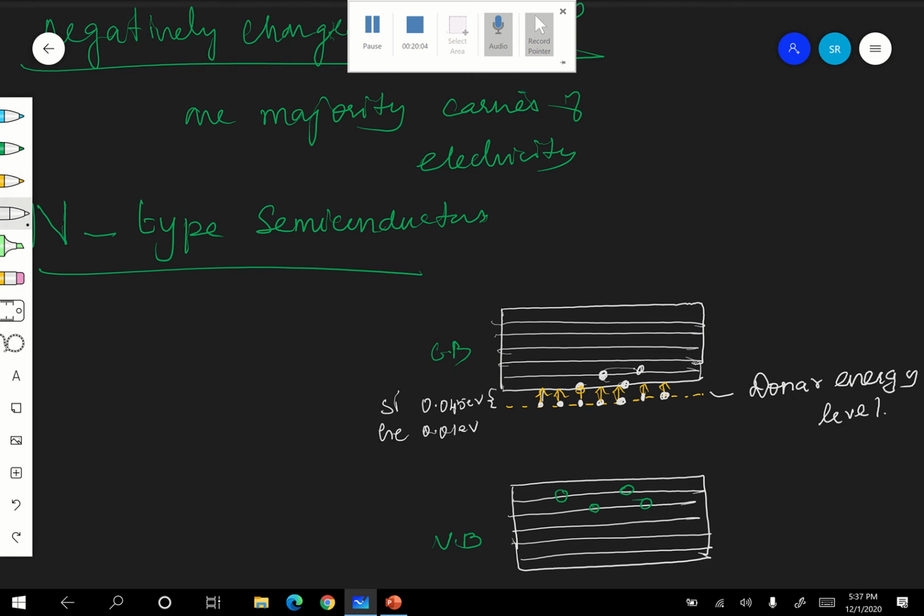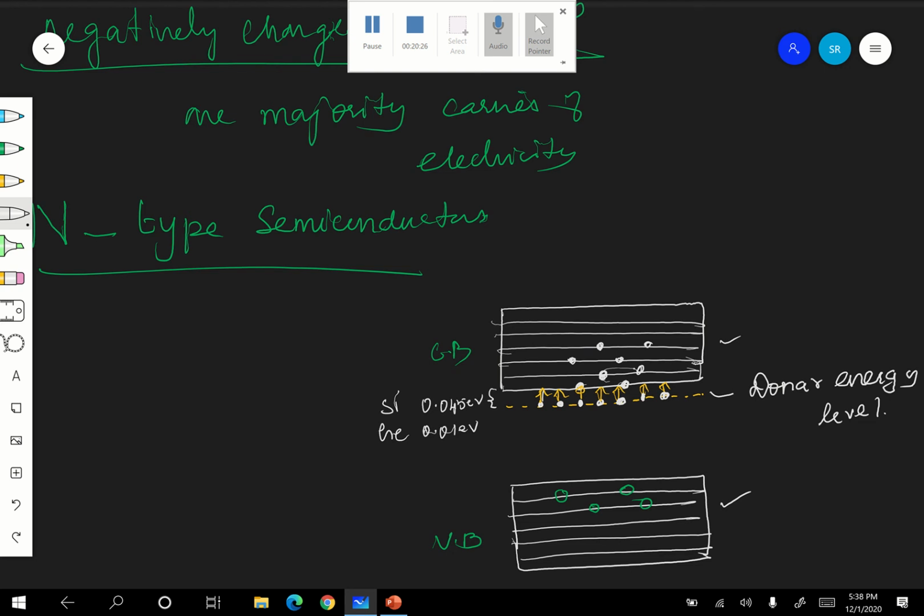As they go to the conduction band, what happens? The number of electrons in the conduction band will be more. So you see here, the number of holes in the valence band is less when compared to the number of electrons in the conduction band. Therefore, this is very, very important: creation of the donor energy level in the case of N-type semiconductor.